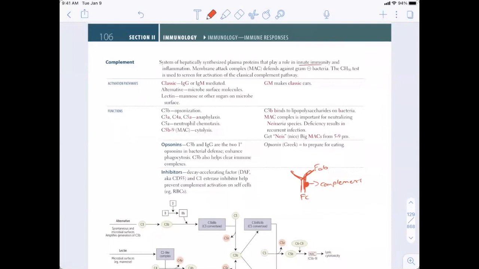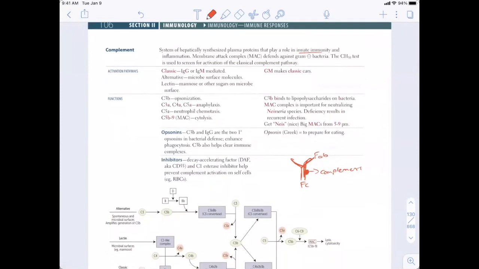So when it comes to complements, we always talk about two pathways. Well, it's more than two pathways, but the two main ones are going to be the classic pathway and your alternative pathway. Now, why am I talking about this now? Because I want to connect it with antibodies. We said some antibodies have the ability to fix complements, but not all of them. There are only two antibodies.